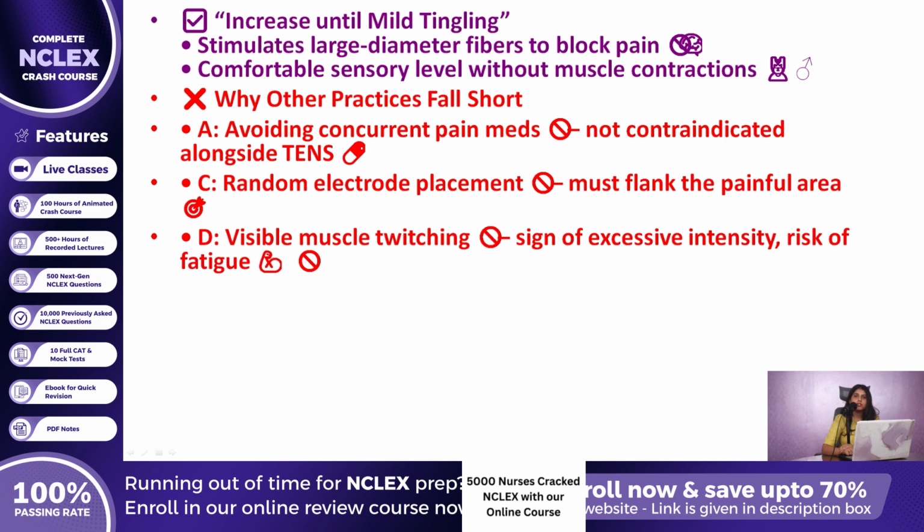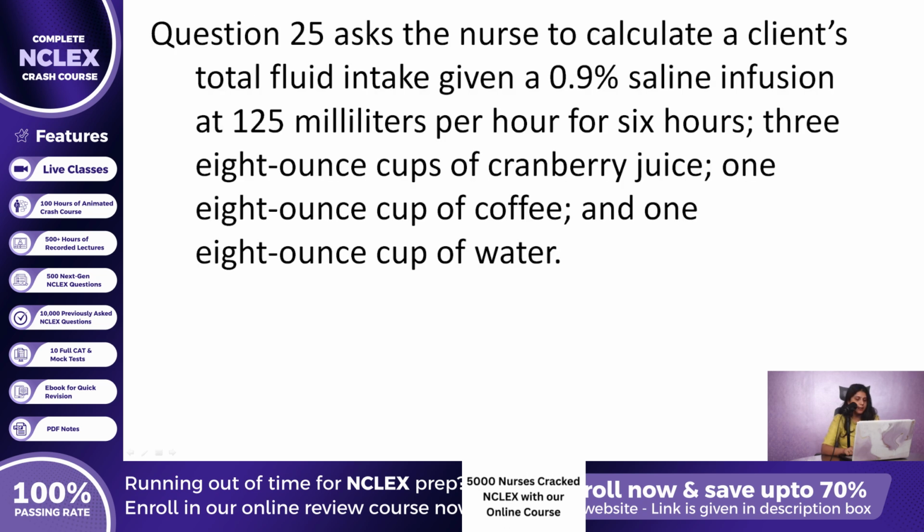Following that, question 25 asks the nurse to calculate a client's total fluid intake given a 0.9% saline infusion at 125 milliliters per hour for 6 hours, 3 8-ounce cups of cranberry juice, 1 8-ounce cup of coffee, and 1 8-ounce cup of water.